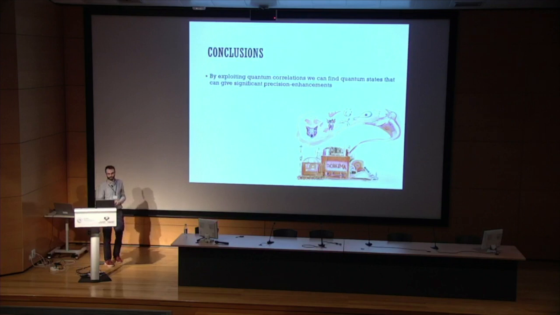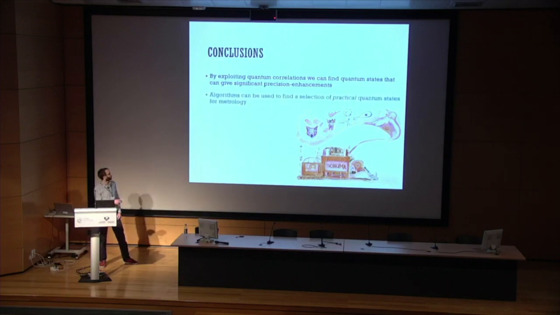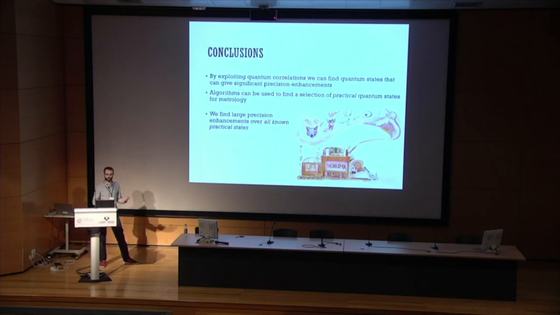So just to conclude, by exploiting quantum correlations, we can find these quantum states that give significant precision enhancements over the alternatives. And using this algorithm technique, we can find a selection of practical quantum states for metrology, which have got large precision improvements over the alternatives. And finally, this search algorithm can be modified to engineer quantum states for a wide range of applications.